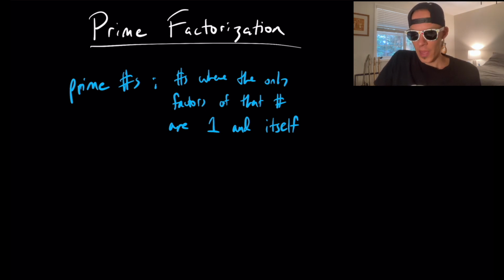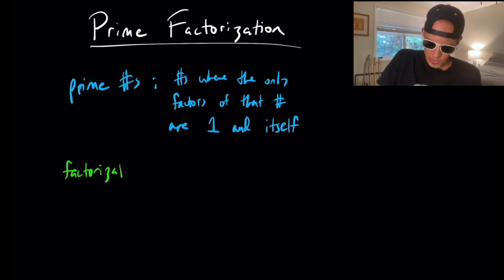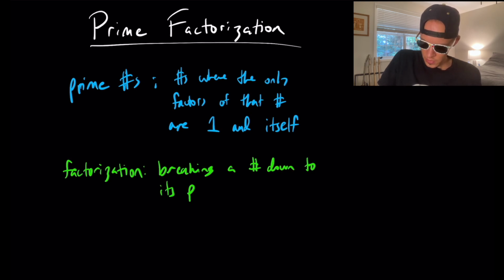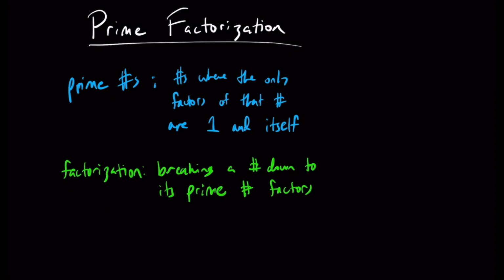Okay, so factorization, let's talk about what factors are. Factors are numbers that you multiply together. Factorization would be defined as breaking a number down to its prime number factor. I want to make a quick correction: factorization is really just breaking any number down into any of its factors. And prime factorization is exactly what I wrote there in green, breaking a number down into its prime factors. So just wanted to clear that up.